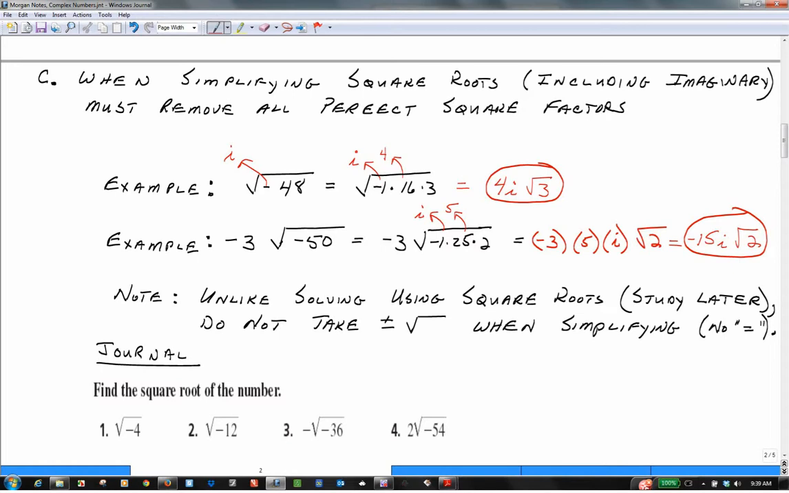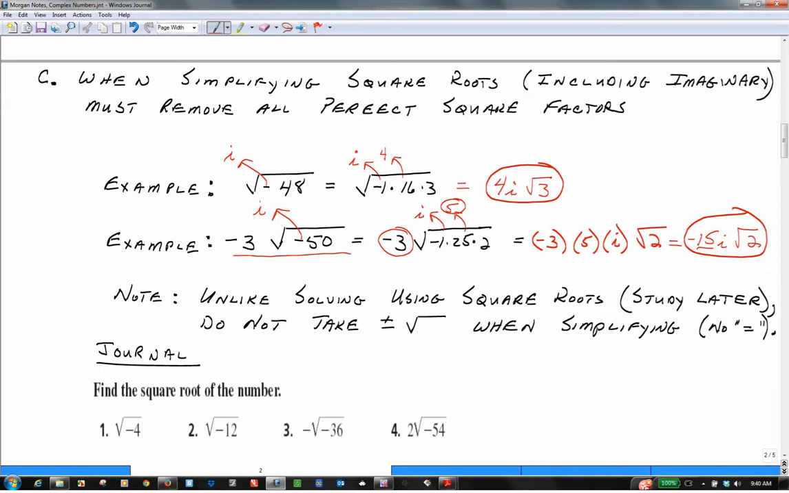Now the next one is another example. I have a negative 3 times the square root of a negative 50. Now this negative 3 is going to stay on the outside of the square root. This negative portion is going to come out as an i. And then I have to ask myself, well, can 50 be simplified? And sure enough, it's 25 times 2, so the 5 will come out because the square root of 25 is 5. And this 5 will multiply by the negative 3, because the 5 has come out of the square root. 5 times the negative 3 is a negative 15, and the i is right there. So negative 15i times the square root of 2.